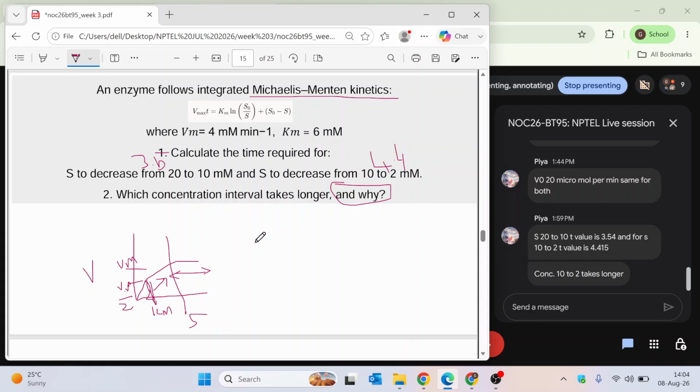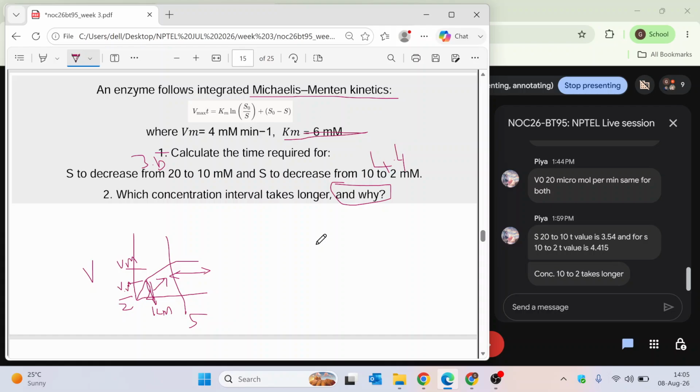Based on that, in the first interval, which is conversion from 20 millimole to 10 millimole, the substrate concentration is mostly above your Km value. What is your Km value given here? It is 6 millimoles. 20 and 10 millimole is obviously greater than 6 millimoles. So it operates at near maximum velocity, obviously. And it is also independent of concentration at this point when you try to graphically understand this.